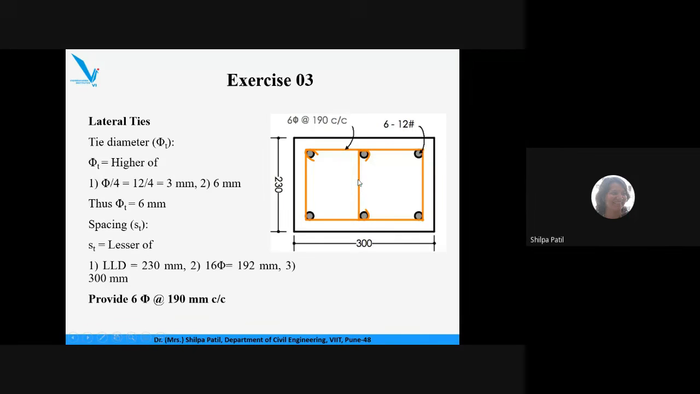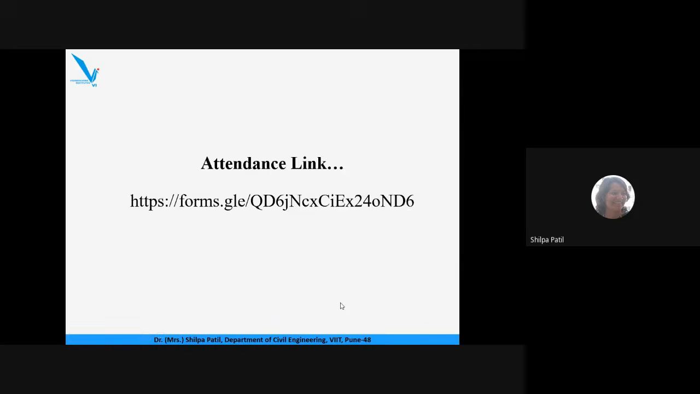specifically the lateral tie, there is a possibility that when a load is acting on this column from the upward side, these bars may buckle out like this in this direction. Okay, they will try to go outside of this closed link. So to avoid that, it should be properly tied by using lateral ties. Okay, is it clear, everybody?